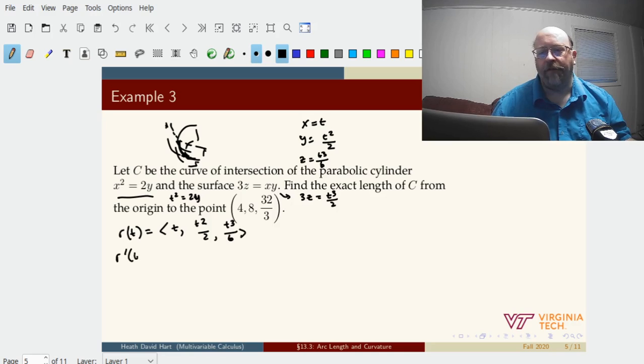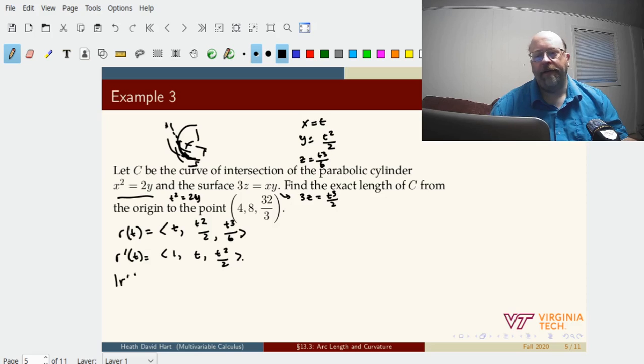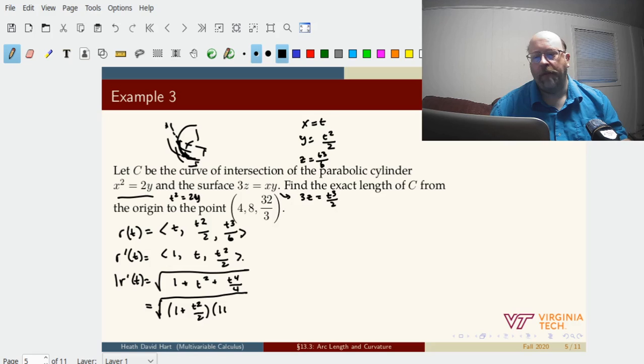And so the derivative of this trajectory will be 1. When I bring down the 2, I just get t. When I bring down the 3 from t cubed, the 3 and the 6 cancel, and I get t squared over 2. But the magnitude of this is going to be the square root of 1 plus t squared plus t to the 4th over 4. And this is a little bit tricky, but this factors into 1 plus t squared over 2 times 1 plus t squared over 2. Let's take a moment to check that out.